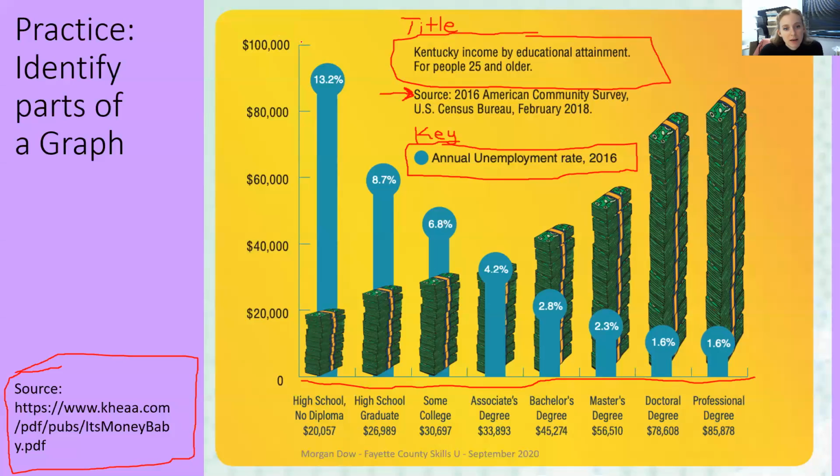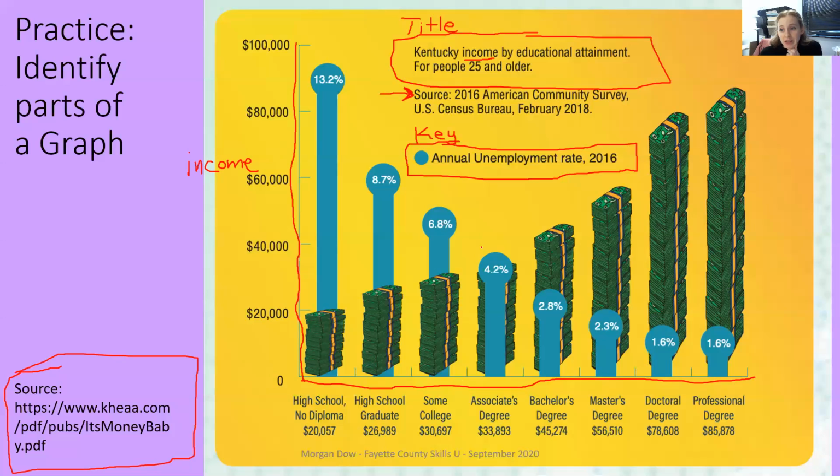And then what about the vertical axis? So we see these dollar amounts. These dollar amounts should be our income, right? So income. So how much people are making in a year on average. This is the average income for people in each of these categories.